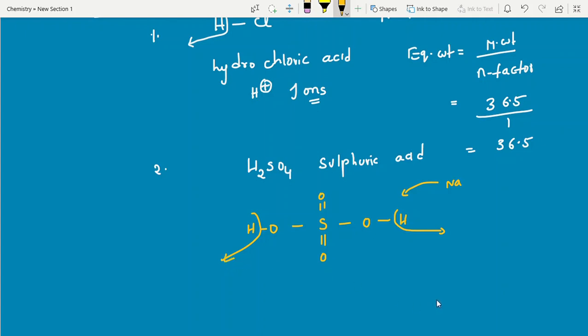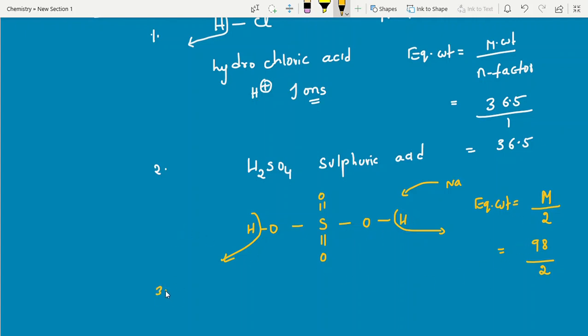That is easily replaceable hydrogen. Clear? Now calculate equivalent weight equal to M by 2. N factor 2, right? What is molecular weight? 98. 98 by 2. Everybody knows, no? Calculate molecular weight: sulfur 32, each oxygen 16, so oxygens 64, then 2 hydrogens. Total 98 by 2.